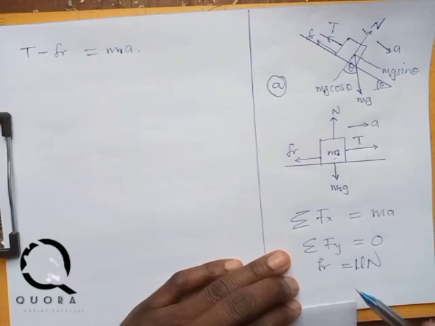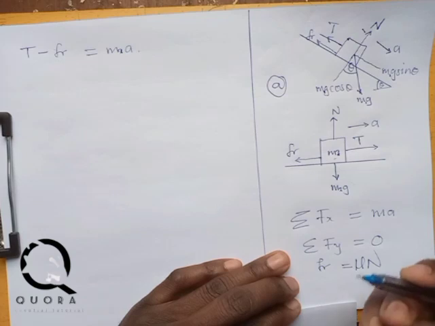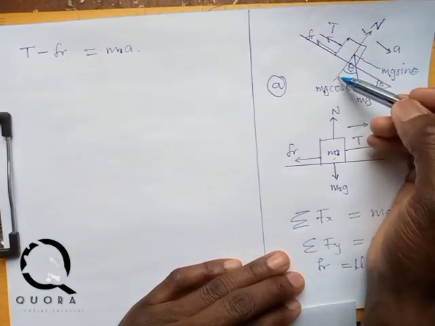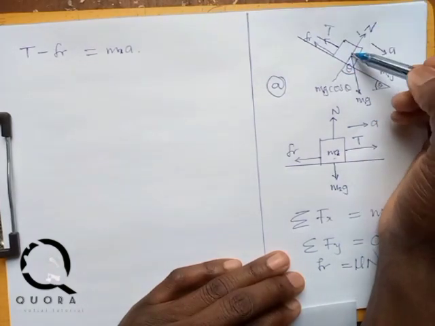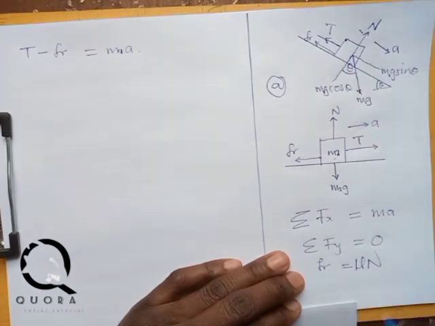Mg, or rather the weight, because these two balance. The object is not moving in the y-axis. Same applies to this one. The normal force must be equal to the downward force, which is going to face in this given direction.